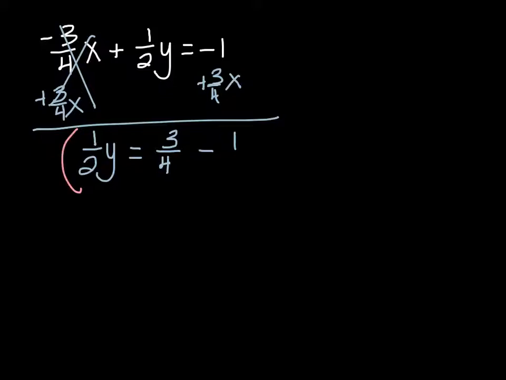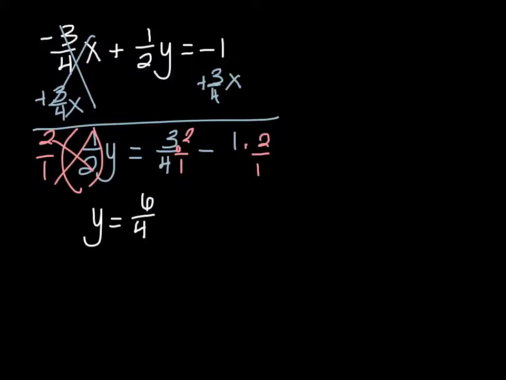Well, to get rid of this, I'm going to multiply by the reciprocal, so I'm going to multiply by 2/1, so by 2/1 and by 2/1. Those cancel, and I'm left with y equals 6/4 x, I forgot the x over here, minus 2. When I reduce that, that's 3/2 x minus 2.